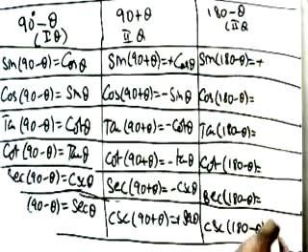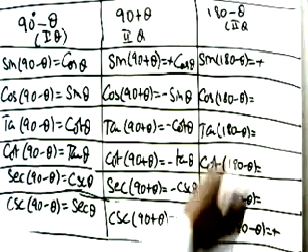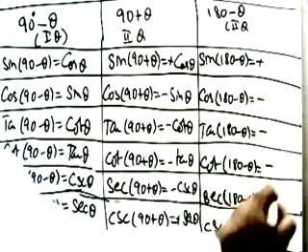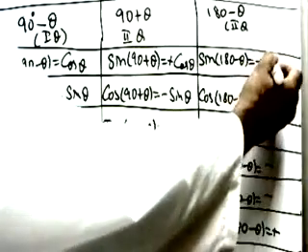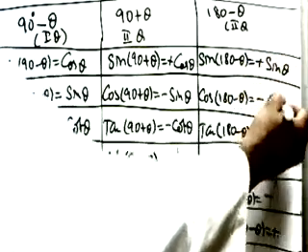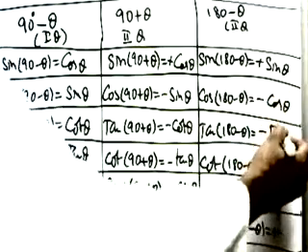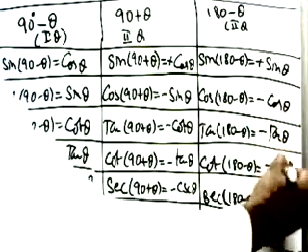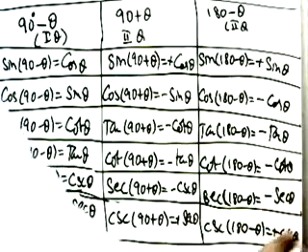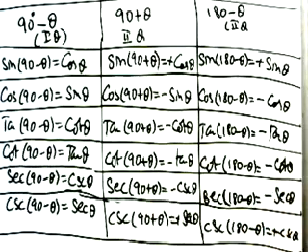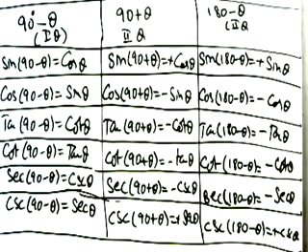And 180 minus theta is also the second quadrant: sine is positive, its reciprocal cosec is positive. All others are negative. But for 180 there is no change. So sine theta remains sine theta, cos theta remains cos theta, tan theta remains tan theta, cot theta remains cot theta, and sec theta and cosec theta remain as they are. That is, cot of 180 minus theta is minus cot theta. So I request you all to write like this so that you will get the practice, you will get the perfection here.